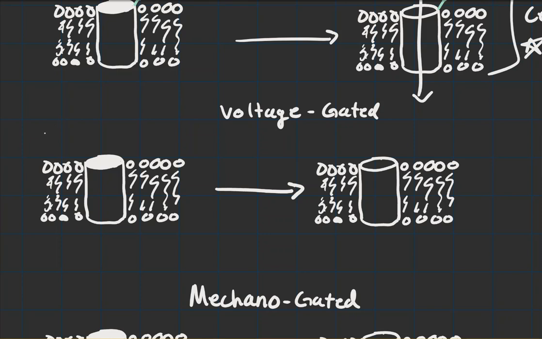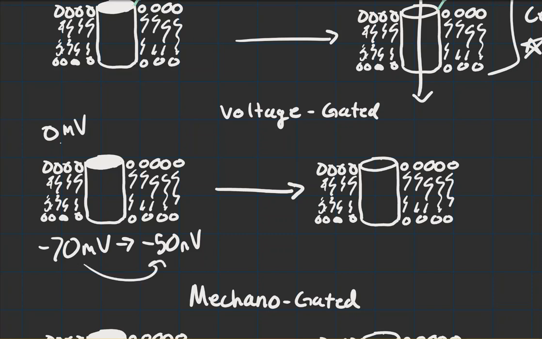So let's just say outside is 0 millivolts and inside is minus 70 millivolts. Well, there would need to be some sort of change in this difference in voltage. So maybe the inside somehow goes to minus 50. Then that change in voltage inside the cell will trigger the channel to open. And we can talk later about what's actually making this jump happen.